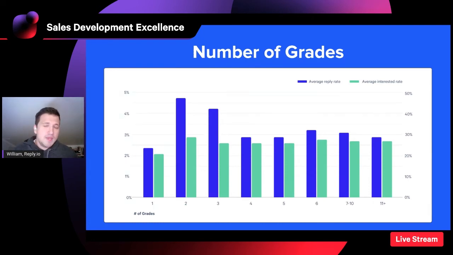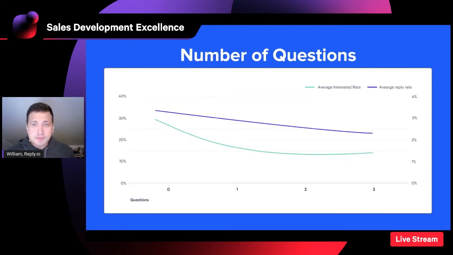So it means that when you get in touch with relevant people, right industry, right personas, it doesn't really matter how many paragraphs you have in your email template, but average reply rate is relatively higher with 2 and 3 paragraphs in your email template.